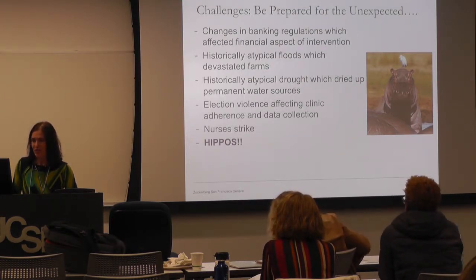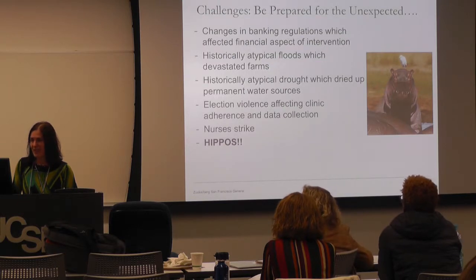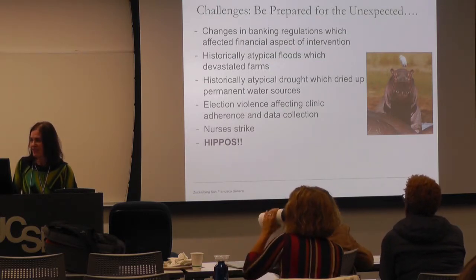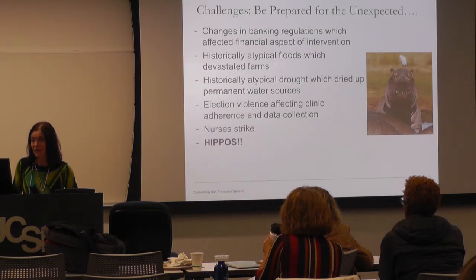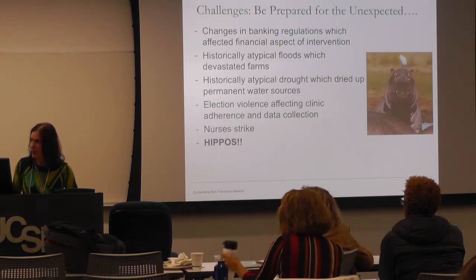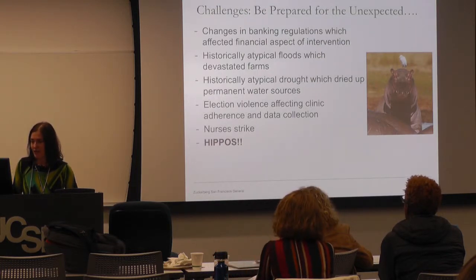So first of all, there were changes in banking regulations right at the beginning of the study that affected the financial aspect of the intervention. We had both historically unprecedented floods in the region, as well as historically unprecedented drought, which ended up drying up permanent water sources, and both of these affected the farming aspects of the intervention. Election violence, which I know affected many of the studies in the region, as well as nursing strikes. And there were also the hippos.